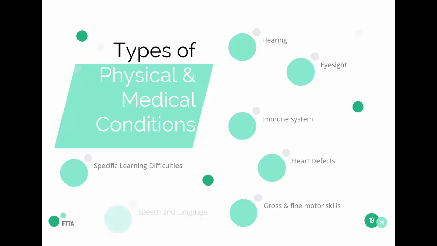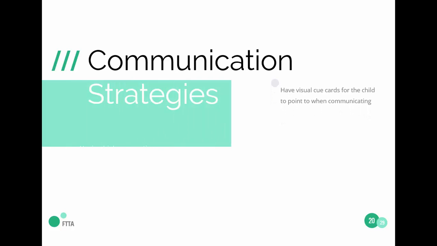Specific learning difficulties. Speech and language was the last one that popped up there. Communication strategies. Have a visual cue card for the child to point to when communicating. That's a very, very common strategy that's being used. And again, remember all the different strategies that we spoke about in the other lectures as well, because quite often they work across the board. Read through the behaviour management chapter in your course and have a look at all the strategies that are being used there. Now, quite often those strategies that we outline aren't specifically for people with Down syndrome, or for children with disabilities, but they work across the board.